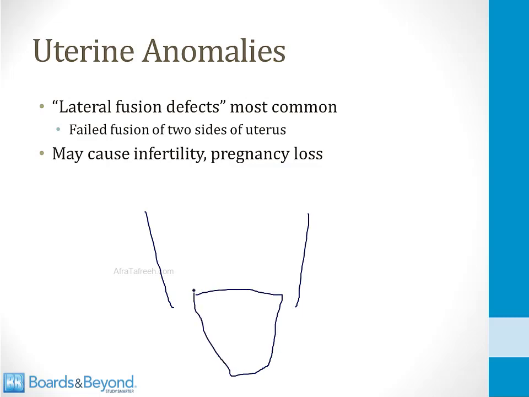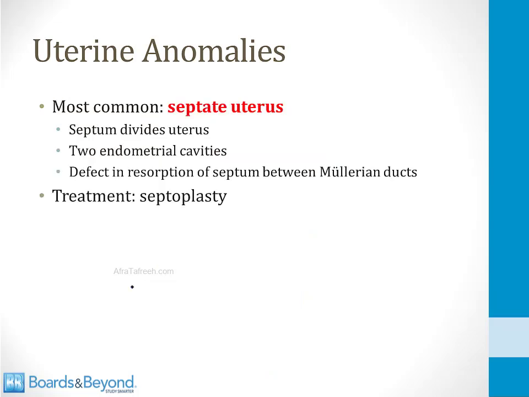Many times this process doesn't happen normally, and this leads to anomalies in uterine development. So-called lateral fusion defects are the most common type of uterine anomaly. This is when the two sides of the uterus don't come together normally, because remember, the uterus has to come from both Mullerian ducts coming together normally. And the problem this can create for women is infertility and pregnancy loss. If the uterus doesn't have a normal shape, it can be difficult for the embryo to implant in the wall of the uterus. The most common uterine anomaly is called a septate uterus.